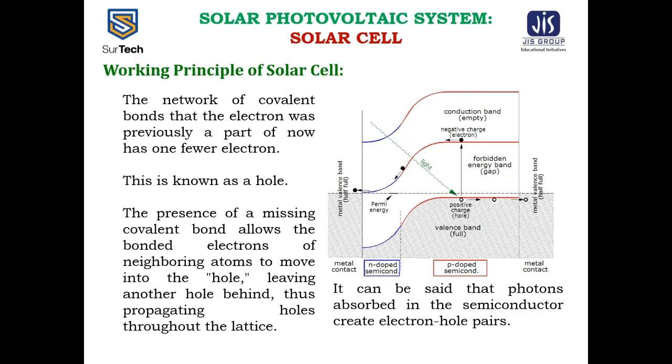The network of covalent bonds that the electron was previously a part of now has one fewer electron. This is known as a hole. The presence of a missing covalent bond allows the bonded electrons of neighboring atoms to move into the hole, leaving another hole behind, thus propagating holes through the lattice in the P-type material. It can be said that the photons absorbed in the semiconductor create the electron-hole pairs.